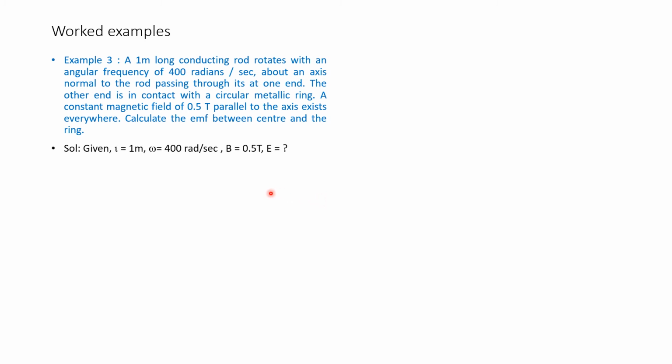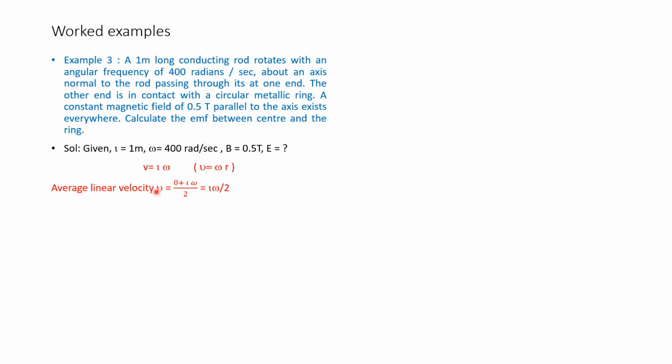Solution. Given L is equal to 1 meter, omega is equal to 400 radians per second, magnetic flux density is B equals 0.5 Tesla, E equals what? We know velocity V is equal to L into omega, that is, velocity is equal to angular velocity into the distance.